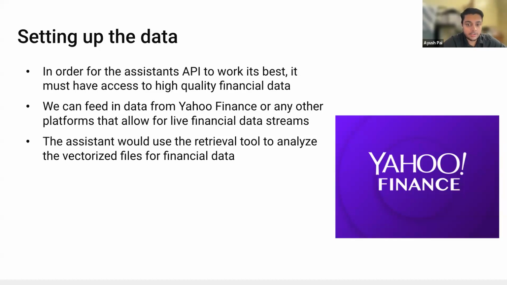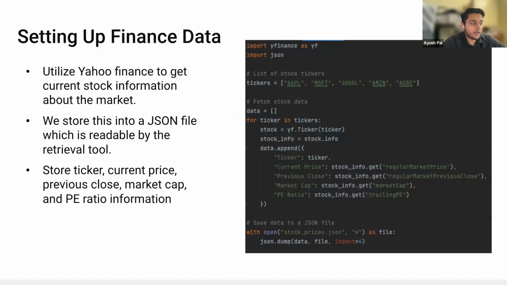And to harness the influx of financial data, we employ the retrieval tool with the Assistance API. This tool is designed to analyze vectorized files, making it adept at processing complex financial data structures. By indexing and storing these embeddings, it enhances the assistant's ability to retrieve and utilize relevant financial information in response to our user queries. In essence, setting up the data is really important so that our assistant has a big library of financial knowledge. And so that's just setting up the financial data. And here is a little bit of how this is going to be working.